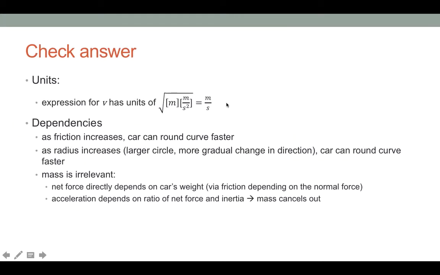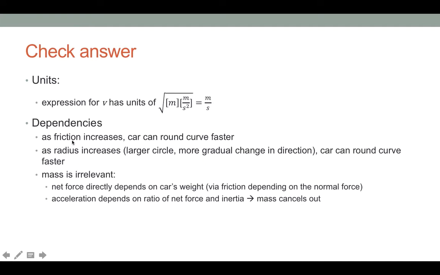Finally, we need to consider, does our answer make sense? Note that the velocity should have the units of meters per second, and our expression was the square root of the coefficient of friction, which is dimensionless, times a radius times g. And that expression does indeed give us meters per second. So our velocity does in fact have the correct units.